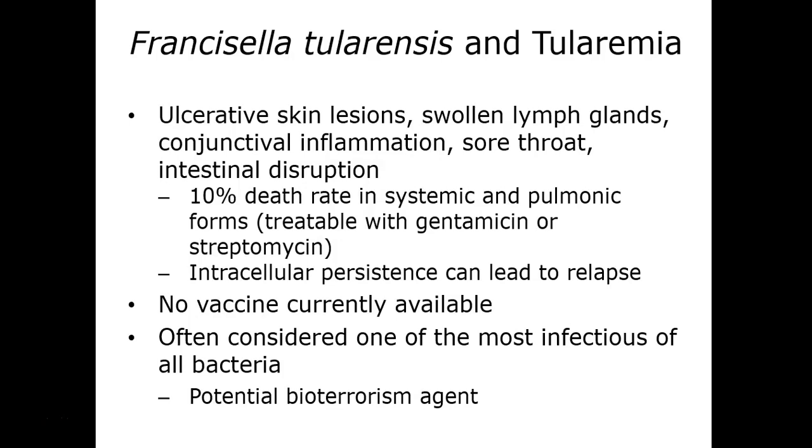It causes a series of different major symptoms, ulcerative conditions at the site of the bite, swollen lymph nodes, as we mentioned, the swollen spleen. There's about a 10% death rate when we talk about the condition going systemic or impacting the lungs, the pulmonic form. There is no vaccine currently available, and for a while it was actually listed very high on the bioterrorism list. So we get this presence of this ulcer at the tick or insect bite.